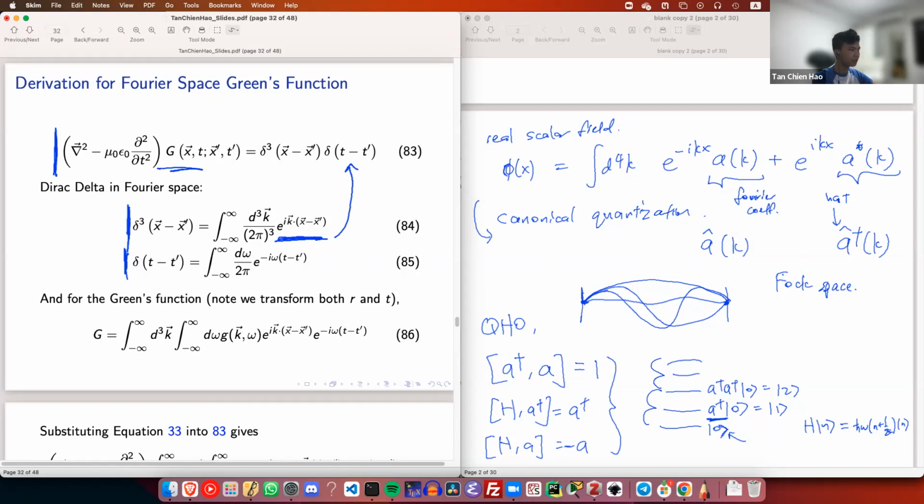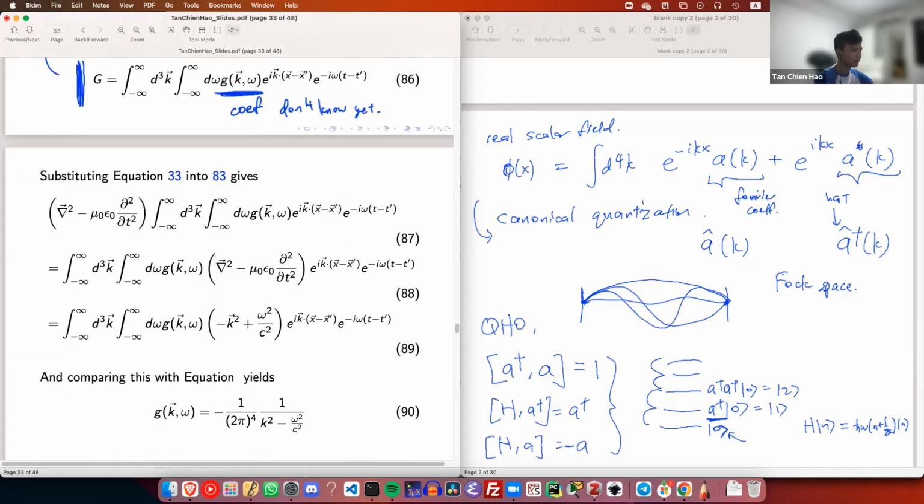But how about for g? The Green's function, I express it in terms of Fourier space, and these are coefficients which I do not know yet. I'm going to solve for them later. Okay, so I substitute the Dirac deltas into the right hand side and the g into the left hand side, and I get, so the left hand side is equal to this.